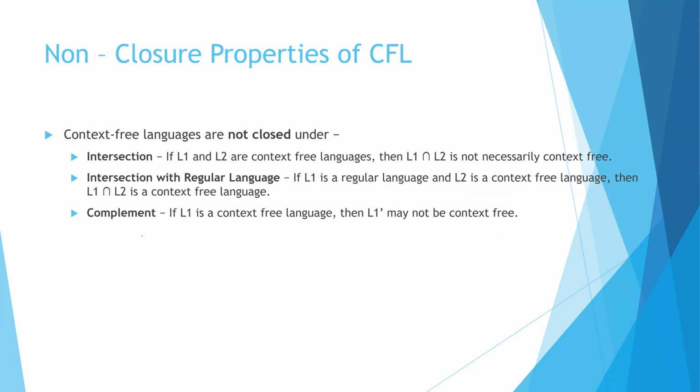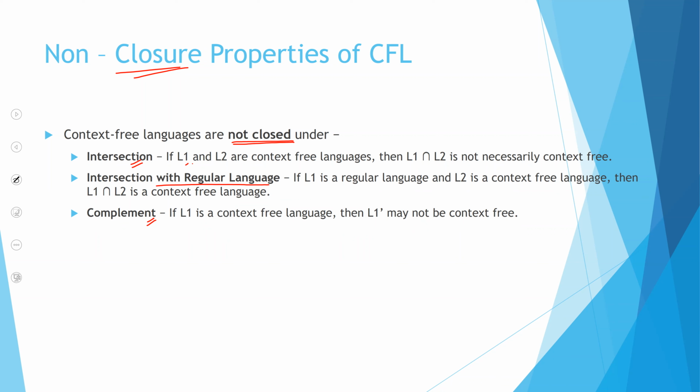The next set of properties, non-closure properties. Non-closure properties means they are not closed. Earlier, we were talking about closed. Now we're talking about not closed. Now, in non-closure, there are three: intersection, intersection with regular language, and complement. Closure also we have three. Actually, closure you have more than three, maybe like the homomorphism, inverse, and all that. But those are not very important. Only the three things which we saw are very important. Non-closure, we do have three.